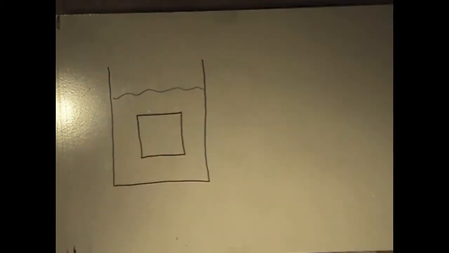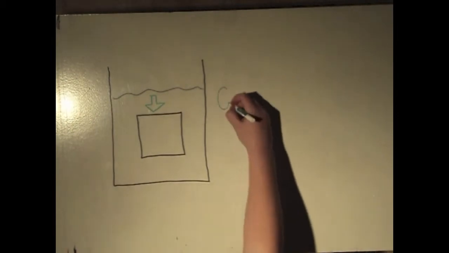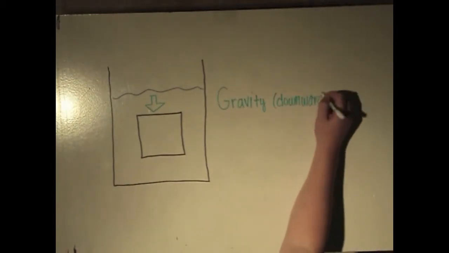First, let's go back to the basics. There are two forces that act on an object in water: the gravitational downward force and the buoyant upward force.